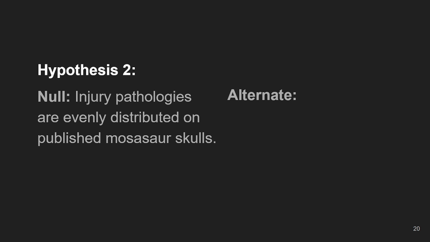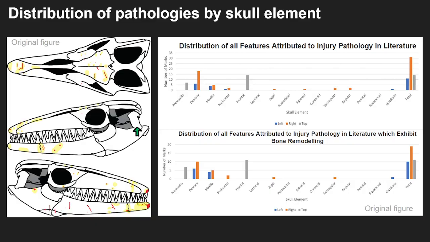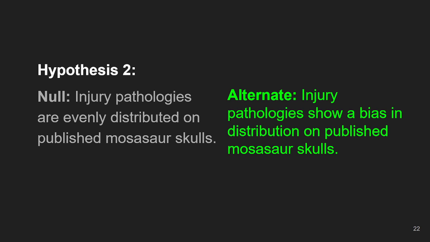Hypothesis 2, injury pathologies are evenly distributed on published mosasaur skulls. Actually, it looks like published pathologies are not evenly distributed. They're oriented most heavily towards the front and the top of the skull. The bones in the back are relatively absent of these bone pathologies. So it seems we support our alternate hypothesis again. Injury pathologies show a bias in distribution on published mosasaur skulls.